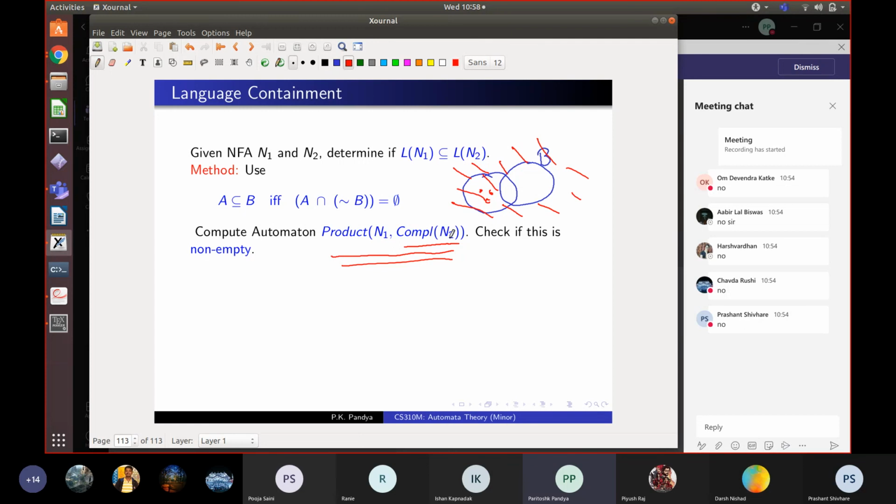And how do we do complementation of an NFA? We first determinize N2, because we can only complement a deterministic automaton, and then we complement that automaton, right? So actually this complement is determinization followed by complementing the deterministic automaton. So these are the operations that are to be done in order to check that the language of one automaton is a subset of another automaton.